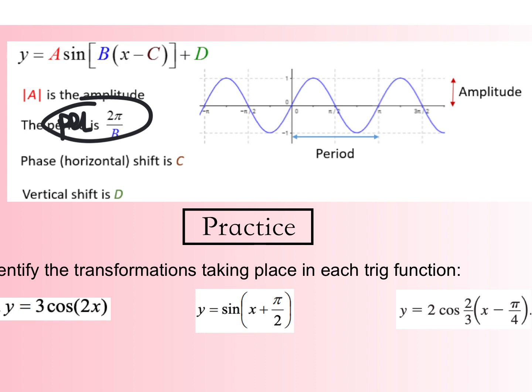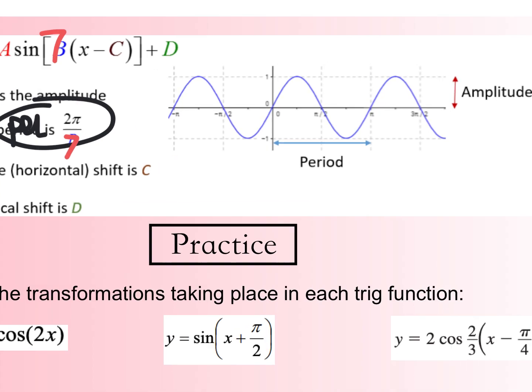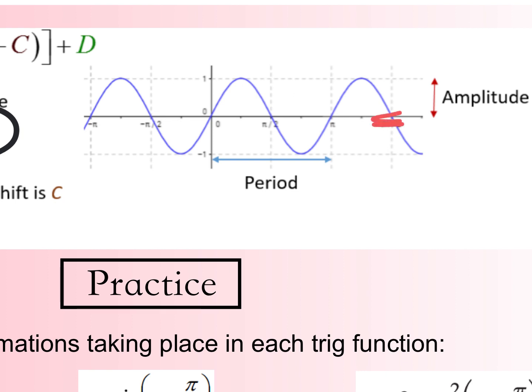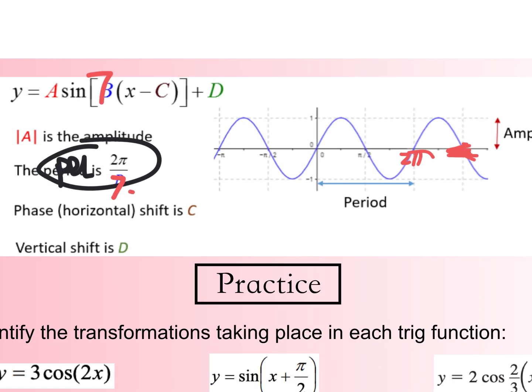If I tell you that b is like 7, then you'd put a 7 here, and the period is 2 pi over 7. You know why? Because when it got to 2 pi right here, this is where 2 pi would normally be. If the b was 7, that means I divided everything by 7. So now my period is 2 pi over 7.